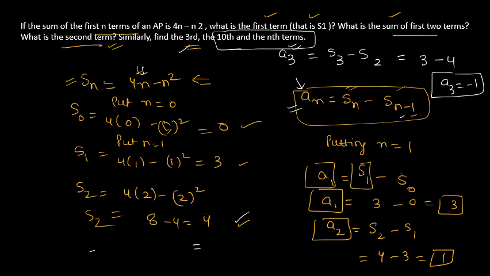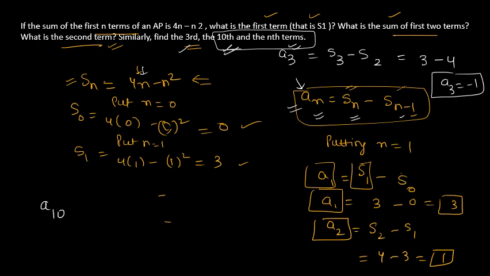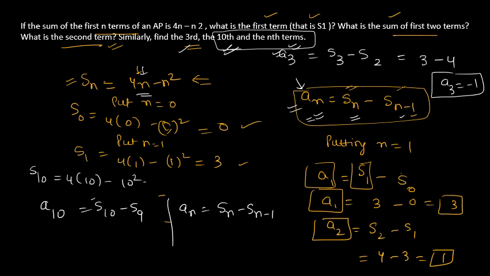See, just bear with me, I am erasing it. So how will you find this, the 10th term first? The 10th term will be a10 is equal to S10 minus S9. Correct? Similarly, an is what? Sn minus Sn minus 1. This is your nth term. So you have to find S10. What will be your S10? Put n as 10 here. So 4 times 10 is 40 minus 100, that is minus 60.